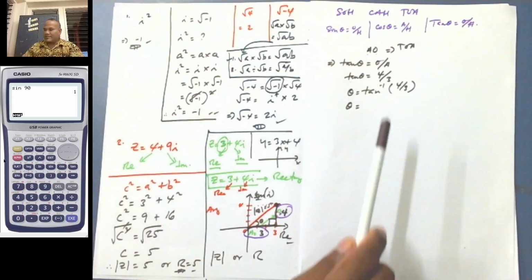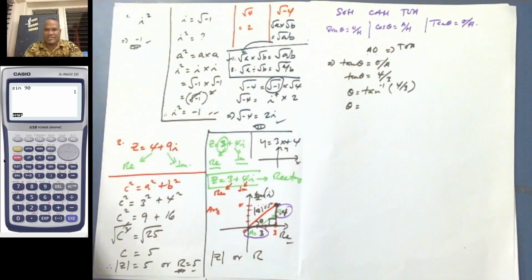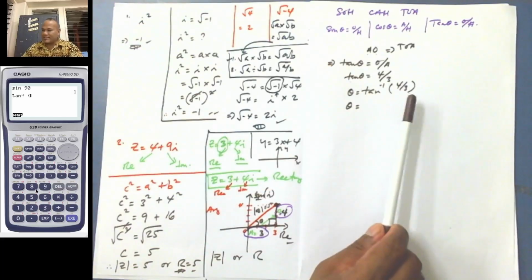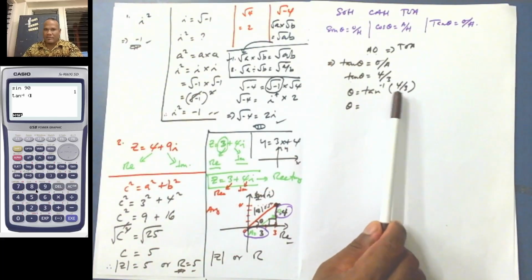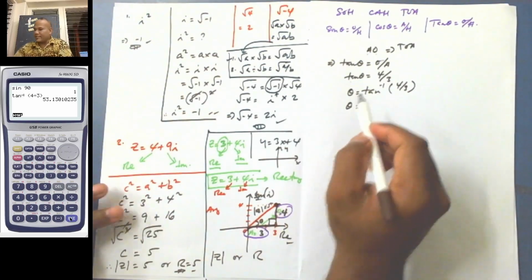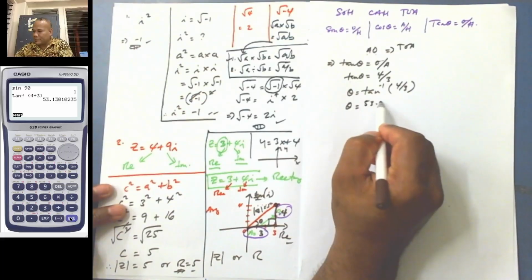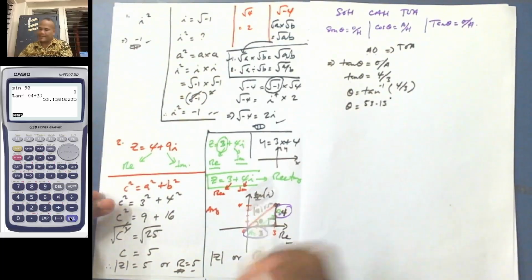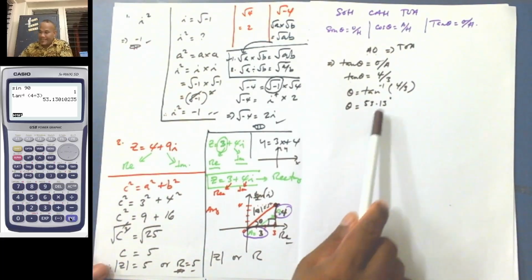Let's convert this value. So tangent inverse of 4 divided by 3, close the bracket, equals. So that is 53.13 degrees. Now that is the angle.